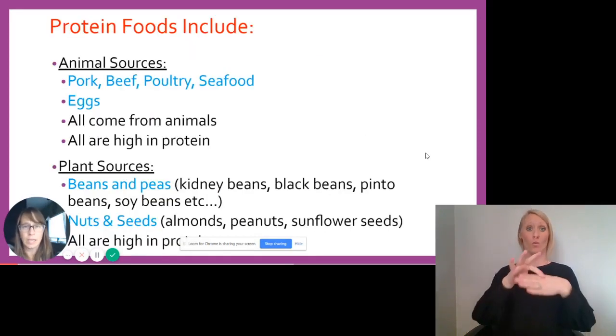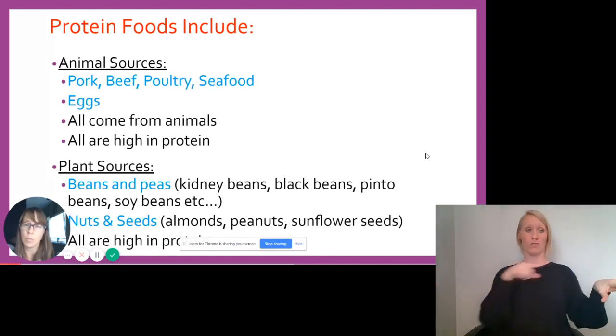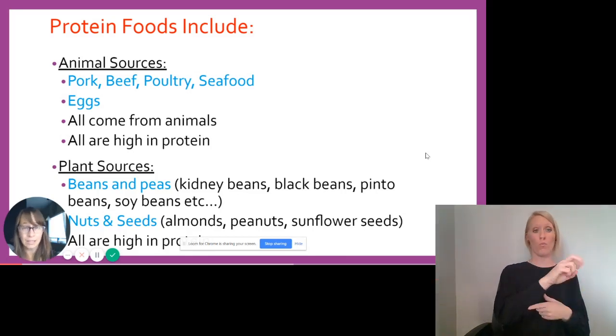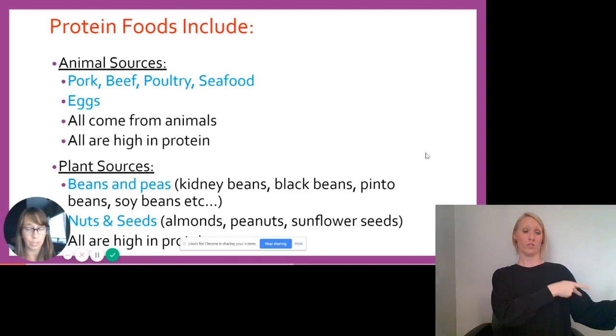So protein foods, there are two categories that proteins fall into. You've got your animal sources, so things like beef, chicken, pork, seafood, and eggs, because it's a byproduct of an animal. Animal source proteins all come from animals, and they're very, very high in protein, and they are considered our complete proteins.